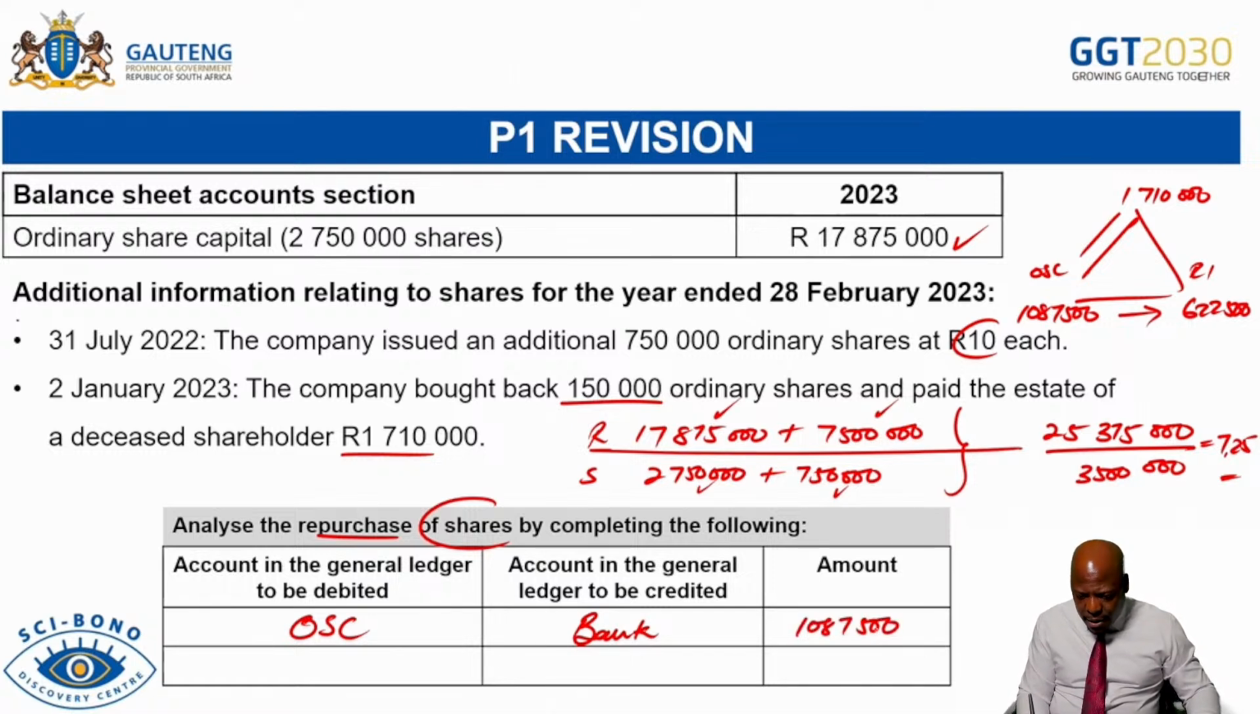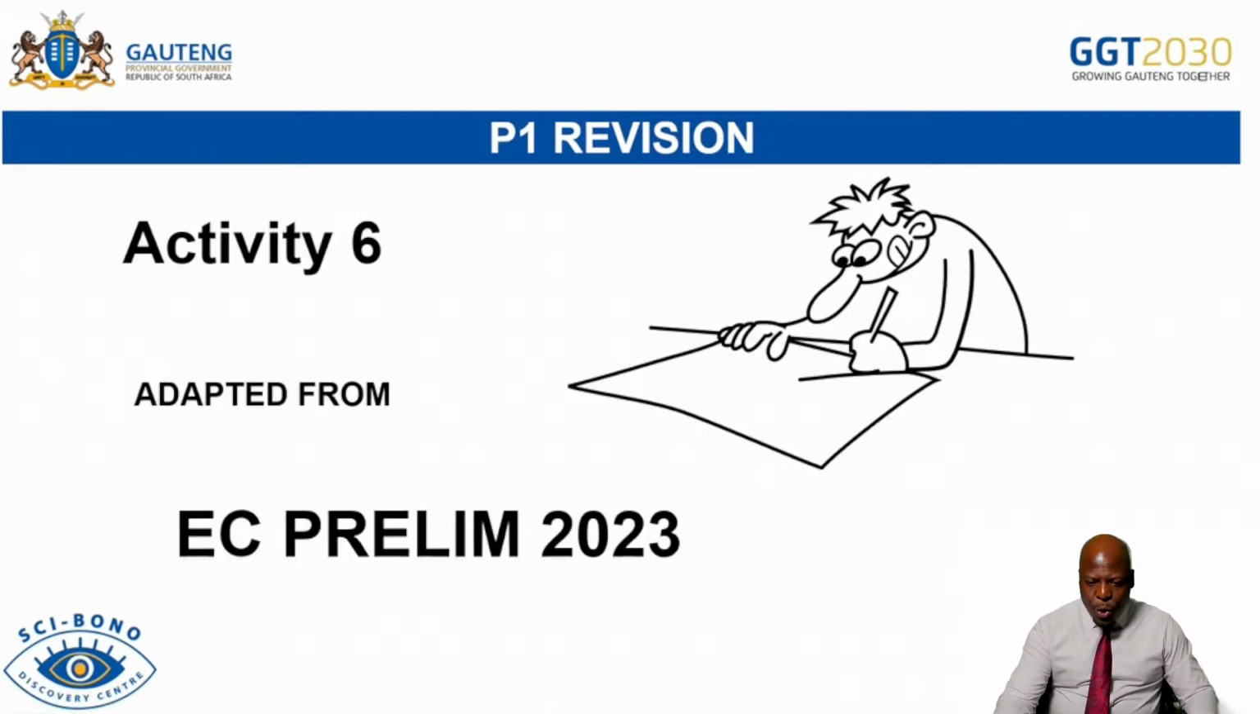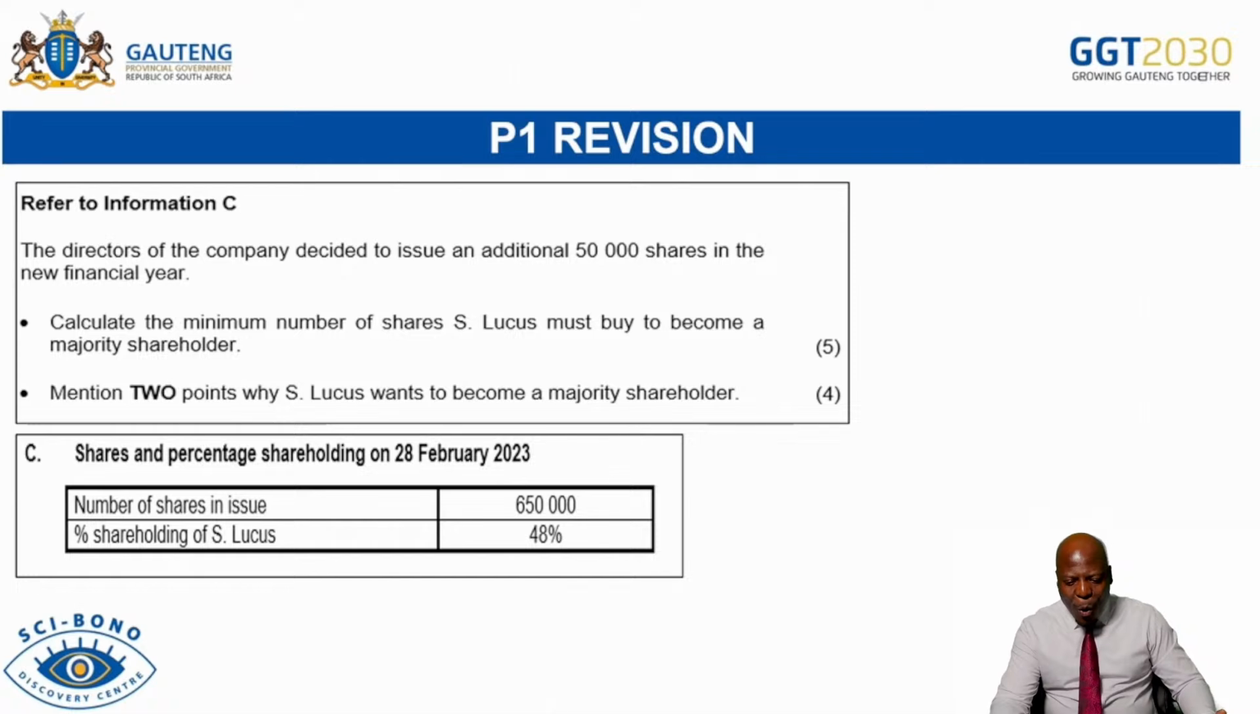1,087,500. Like that. And then the next one, I'm going to debit my retained income and I'm still crediting my bank, and the amount is going to be my 622,500. I just thought I should pass by here. Let me now come to the last part of my presentation, which has to do with major shareholding.